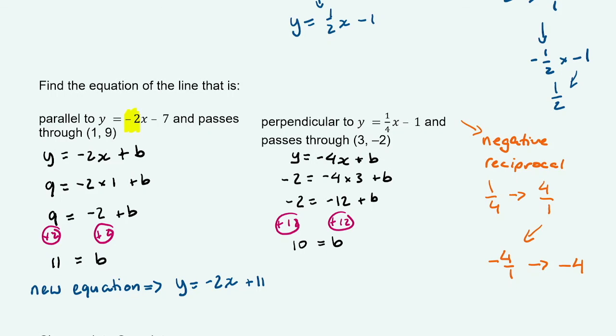So our new equation is going to have plus 10 as our y-intercept. So our new equation for this one is going to be y equals minus 4x plus 10. And that one is going to be at right angles to our other line.